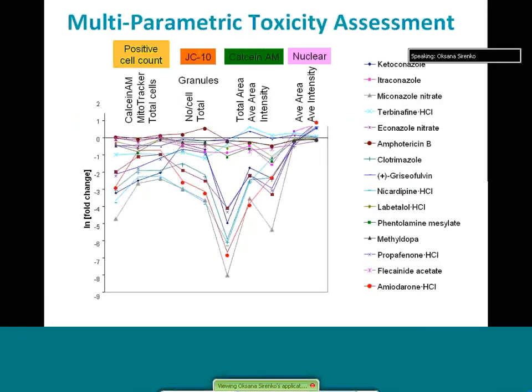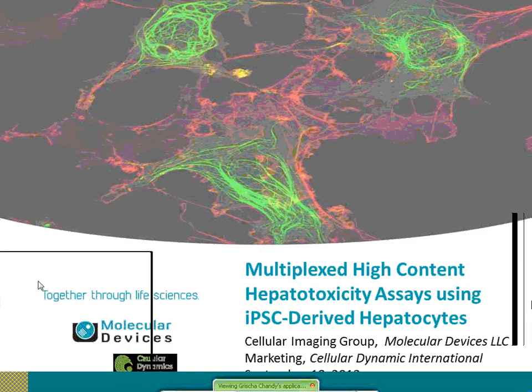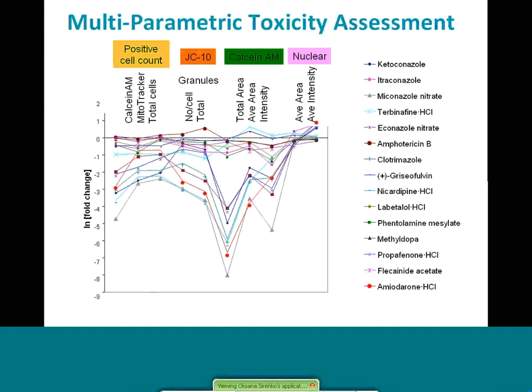On this slide, you can see a representative example of hepatotoxic compounds, like some antifungal or cardiac drugs. And if you use multi-parametric toxicity assessment and look at fold decrease across different parameters, you can get specific profiles for different compounds, which could be used to gain insight into mechanism of action or to cluster similar compounds together.